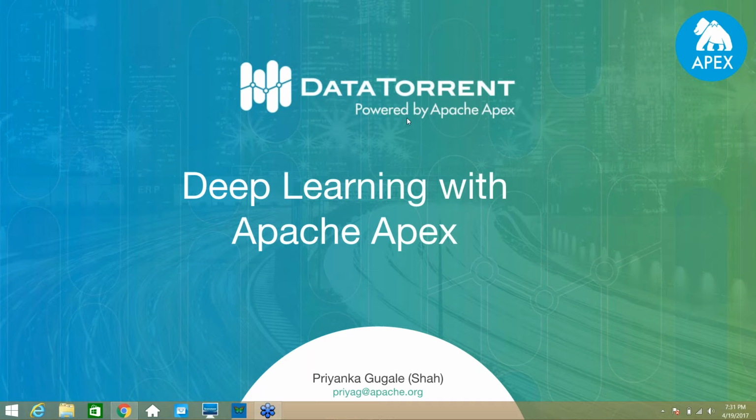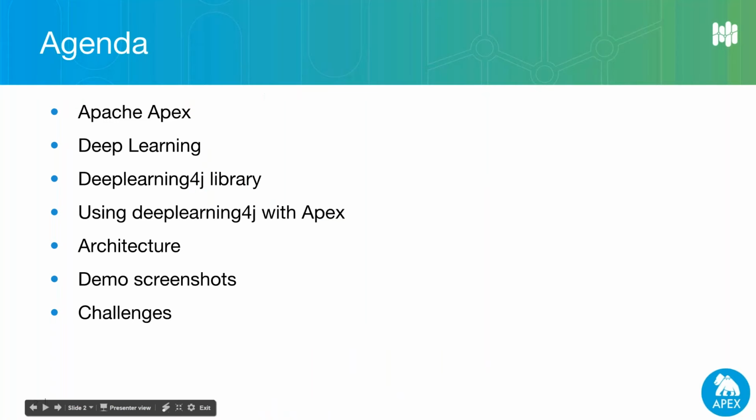So here is the plot for my talk today. I'll first quickly share what Apache Apex is. Some of you are new to our webinar series and may not be very familiar with Apex, so let me take a couple of minutes to explain what this platform is. Then I'll talk about what deep learning is. We will look into the library we are using for integration, which is DL4J, or Deeplearning4J. Then how we use them together, the library and the platform, the architecture or design of the integration.